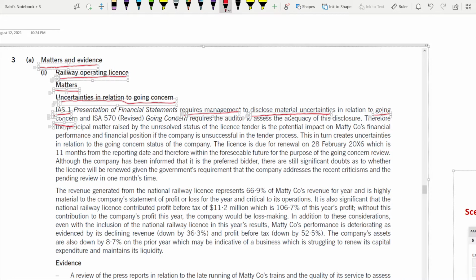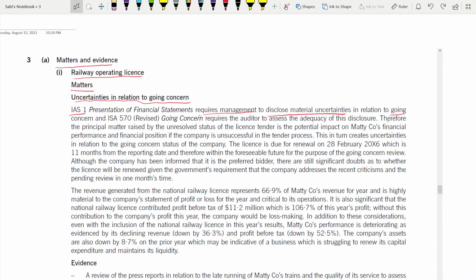And ISA 570 is for the auditor. Auditor's responsibility will be in the auditing standard, which is going concern. This also talks about going concern, but from the auditor's perspective. It requires the auditor to assess the adequacy of this disclosure. Auditors have to check how adequate the disclosures are. Auditors just cannot blindly accept whatever disclosures management are giving you. You have to assess that adequacy according to ISA 570. You should make use of the SBR standards as well as auditing standards in your answer if you want to get the maximum marks.